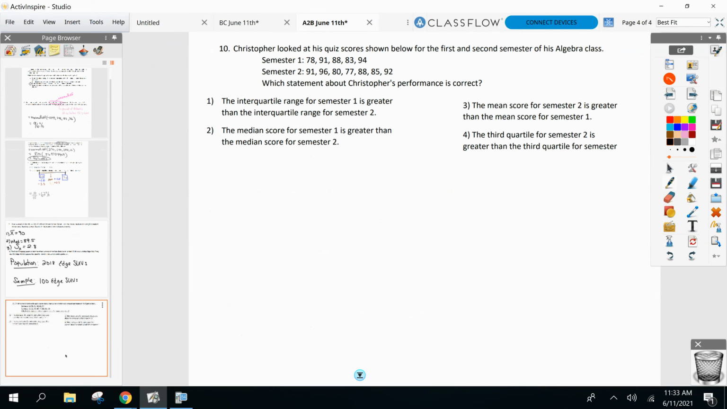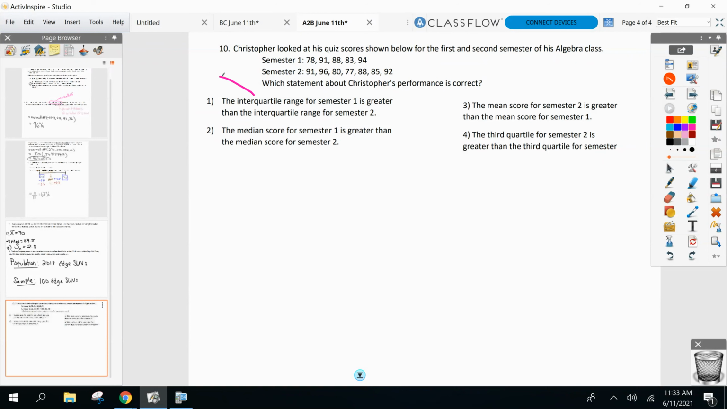Okay. Again, I'm skipping over some. They get a little repetitive. Number 10. Chris has got semester 1 and semester 2 grades. Which one of these is true? Can we read the choices first so we know what we're going to try to find and where we need to go on the calculator?